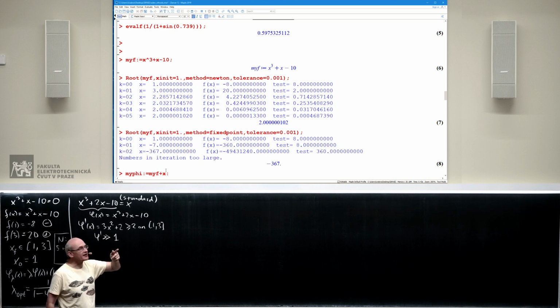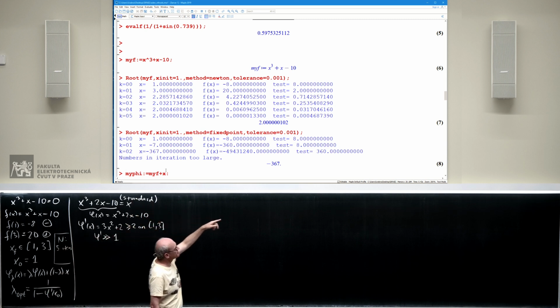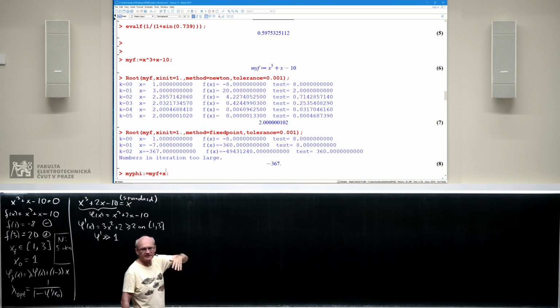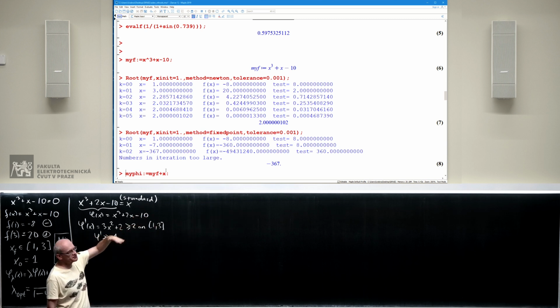I've been talking about one of them. If there are too many iterations, the default says 50, but I can extend it. If there are too many iterations, the procedure stops and says, hey, look at it. There may be some trouble.